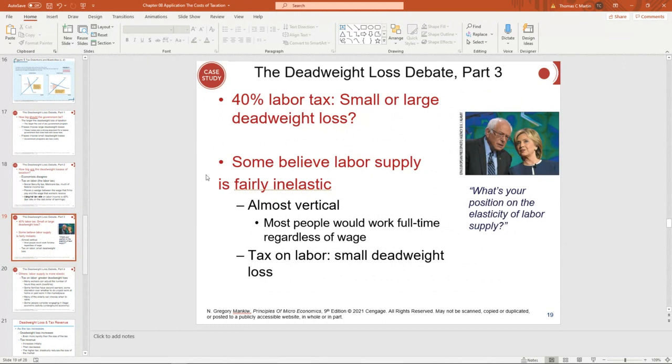Now, when we look at labor supply, I think it's almost vertical. That means people will work full-time regardless of wage. And if that's the case, it's a small deadweight loss. Others believe it's backwards. But I don't remember hearing any debate from either party discussing the elasticity of any curves when they start talking about taxation and quotas and fees.